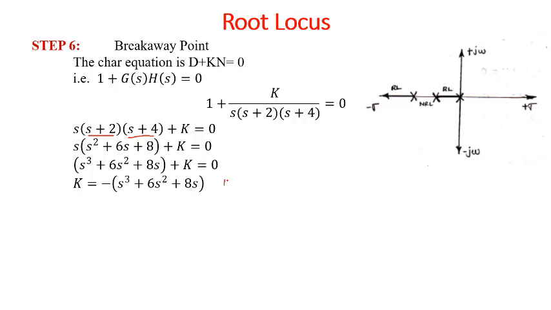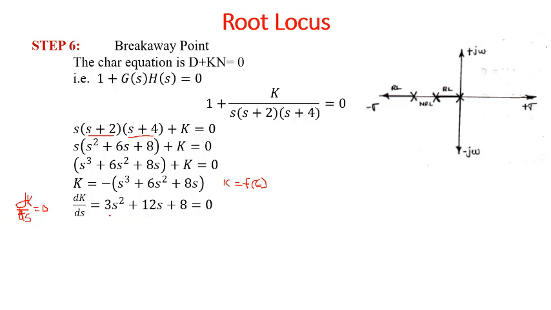Now keep the k here itself and write the rest on the other side. This should be in the form of k equal to a function of s. So what we do is keep k on this side and take all the other terms to that side. It will be k equal to minus of s cubed plus 6s squared plus 8s. Then differentiate k with respect to s, and equate it to 0. So when we differentiate this equation, we get 3s squared plus 12s plus 8, and equate it to 0.